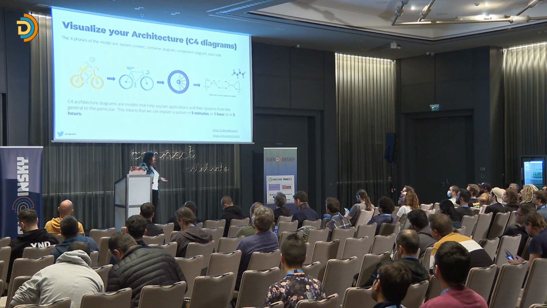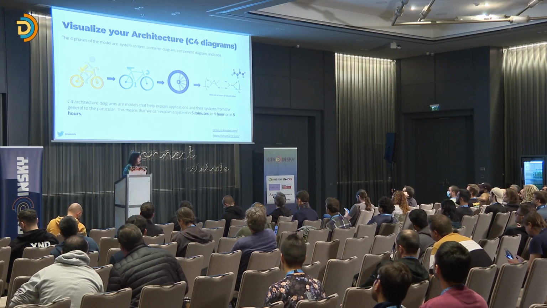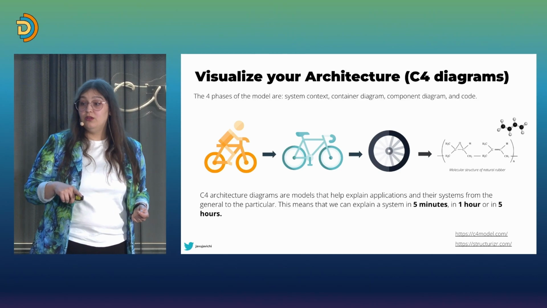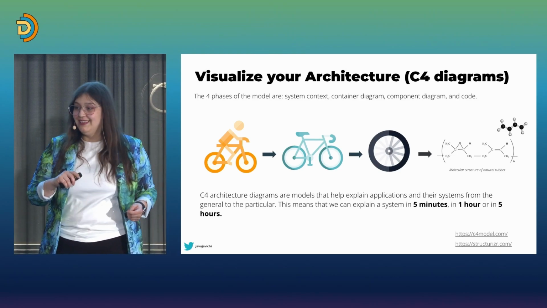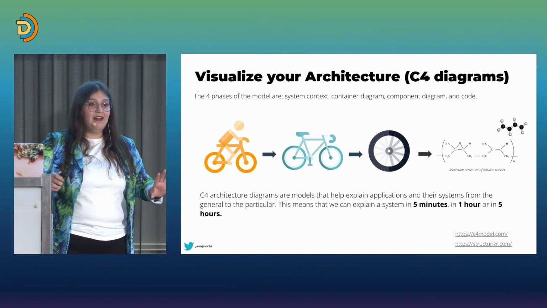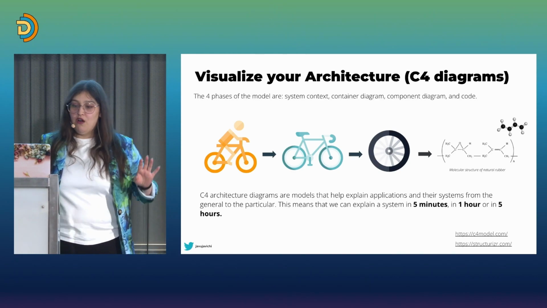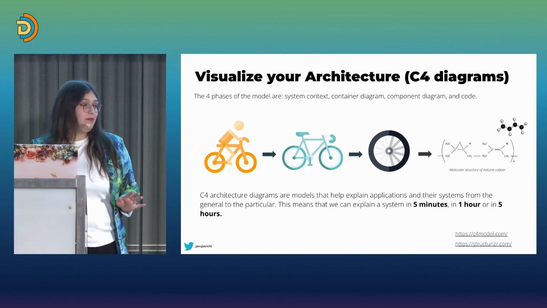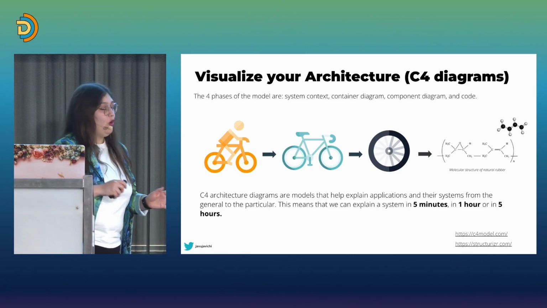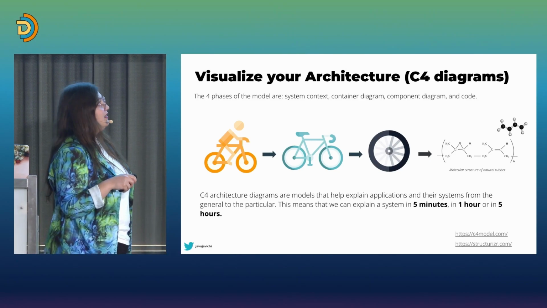We can use C4 diagrams. I don't know if any of you use C4 diagrams? Oh. We need more. Okay, so C4 diagrams are a very cool way to model our systems. They have four levels: the system context, the container diagram, the component, and the code. That's why I put the molecules at the end, not because I'm a scientist.